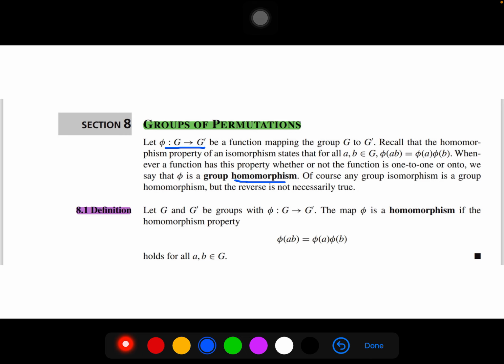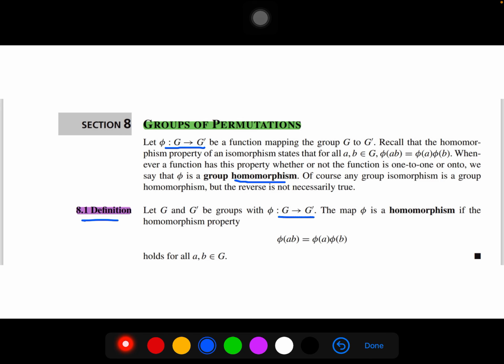But in some cases the mapping only satisfies the homomorphism property but is not one-to-one and onto. We still can say that this is a group homomorphism. So overall, what we can say is that every group isomorphism is a group homomorphism, but a group homomorphism may not be a group isomorphism, because we still need to check for the one-to-one and onto property. So anyway, we define again what a group homomorphism is.